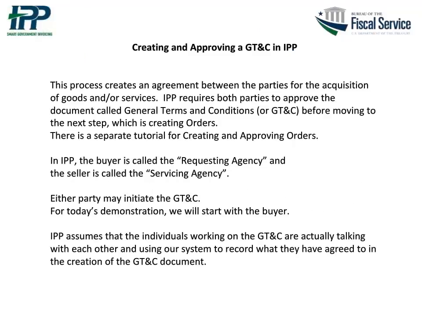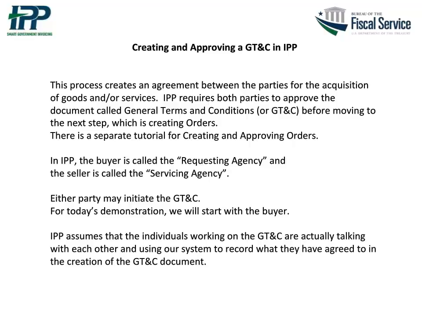Creating and approving a GT&C in IPP. This process creates an agreement between the parties for the acquisition of goods and/or services. IPP requires both parties to approve the document called General Terms and Conditions, or GT&C, before moving to the next step, which is creating orders. There is a separate tutorial for creating and approving orders.